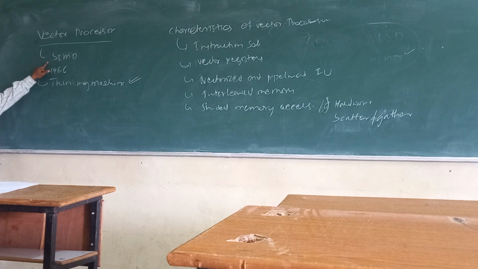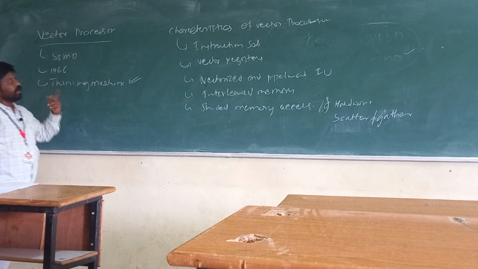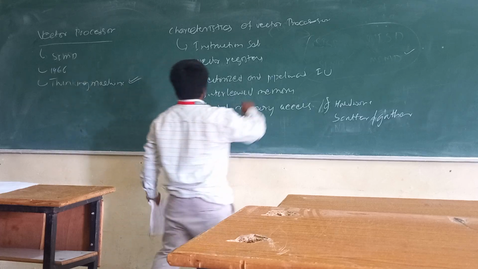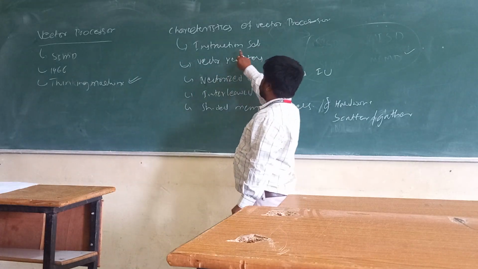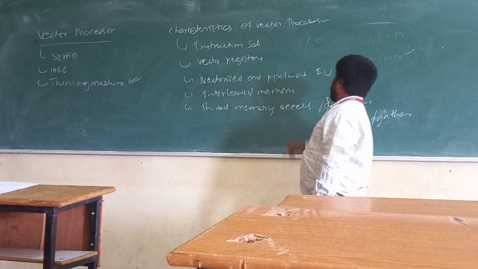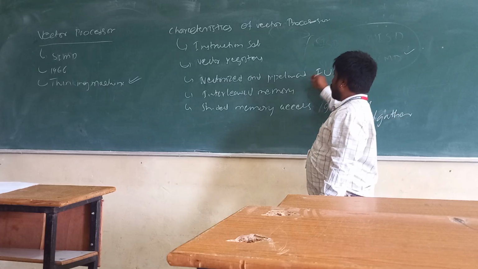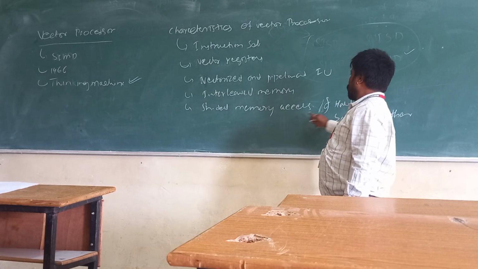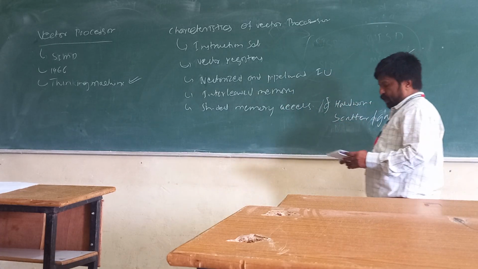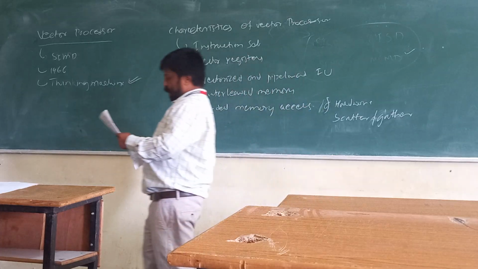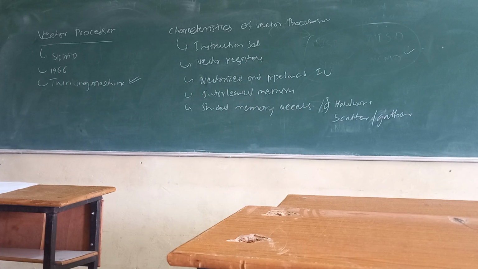It is one of the parallel computers. It has some characteristics here. One is vector registers, then instruction set, vectorized and pipelined functional units, and also interleaved memory, strided memory access, hardware scatter and gather. These five are the characteristics here. We'll discuss them one by one.